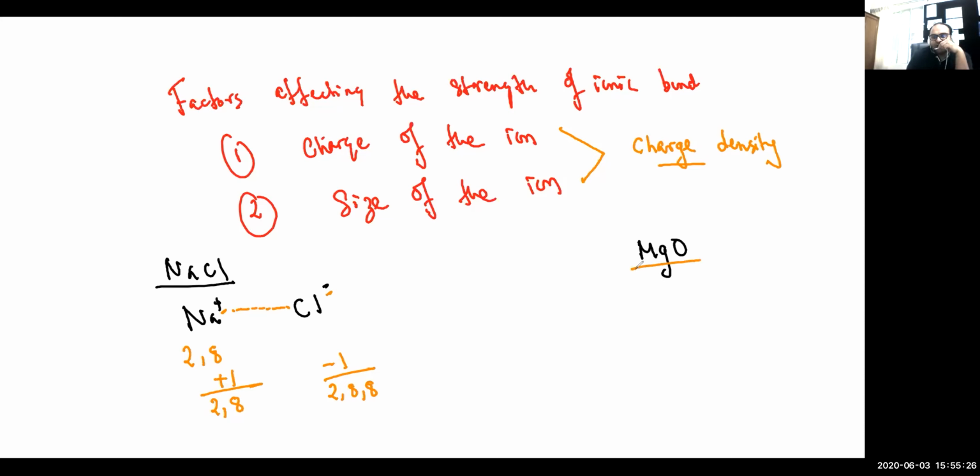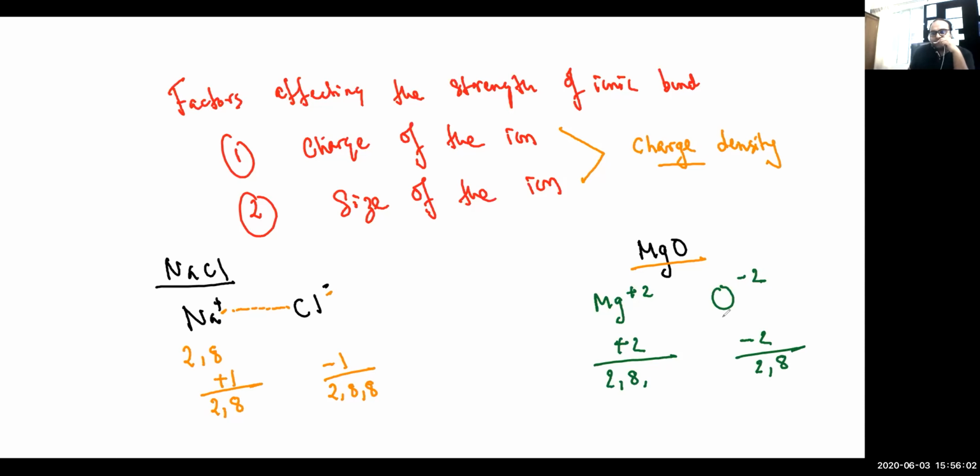On the other hand, magnesium oxide. Magnesium has a charge of +2. Oxygen has a charge of -2. So magnesium charge is +2. Its size is 2,8. Oxygen is -2 and our size হলো 2,8.